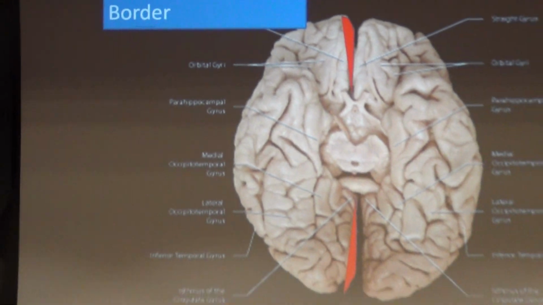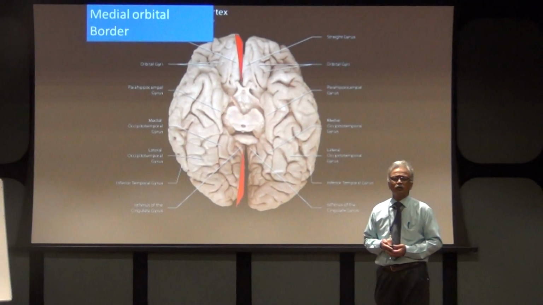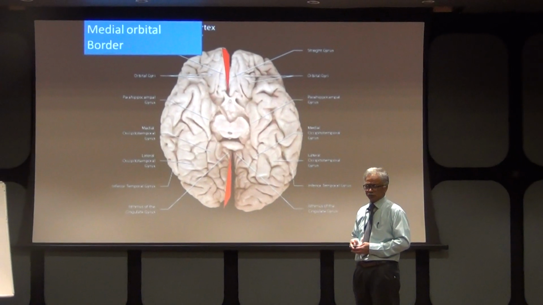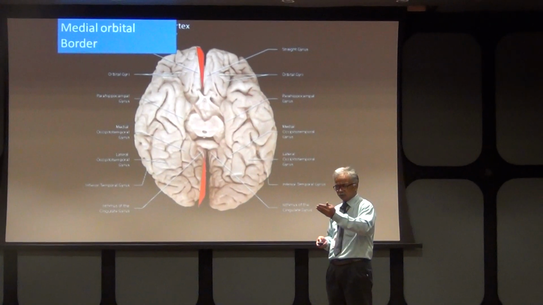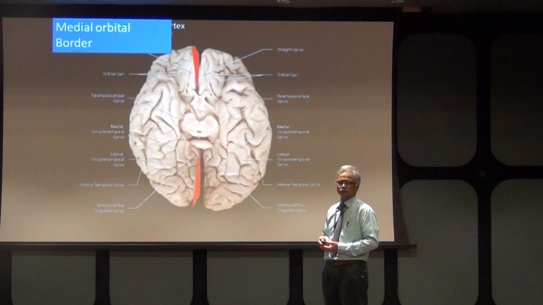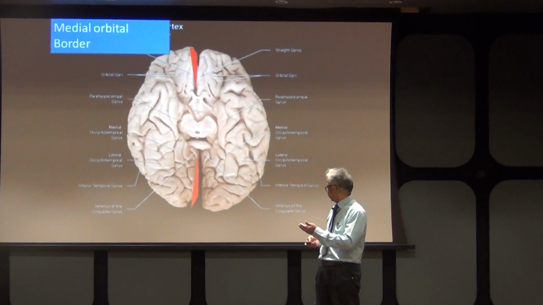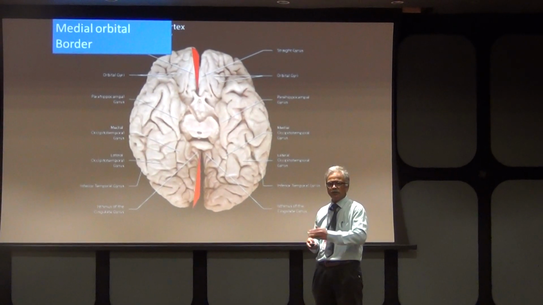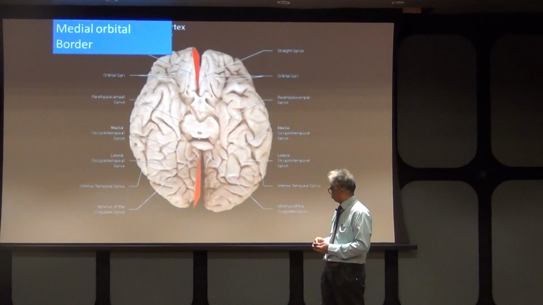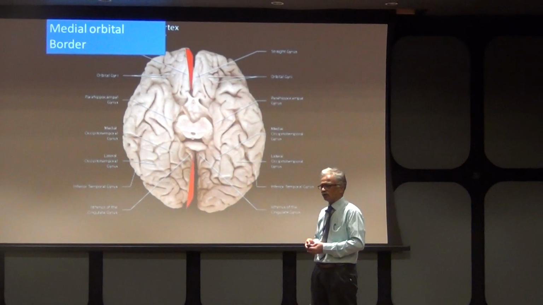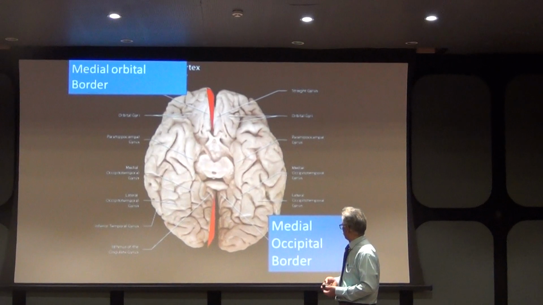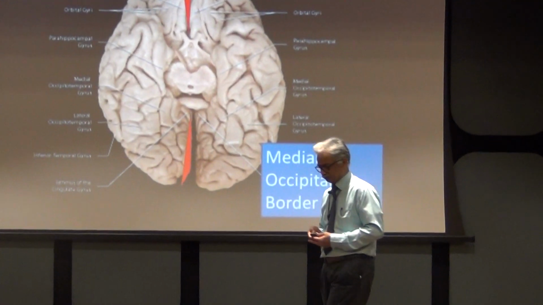Now here, this is the medial occipital border separating the tentorial surface of the cerebrum from the medial surface of the cerebrum posteriorly, and this is called the medial occipital border.